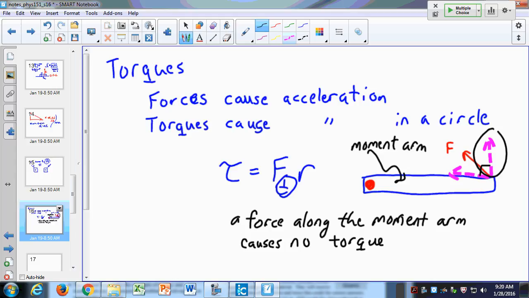And then you can have something in between where the force is somewhere in between, like right here, and then only a portion of that force will actually cause torque. Try that next time you go to a class. It's surprisingly difficult to open that door if you're pushing at an oblique angle.